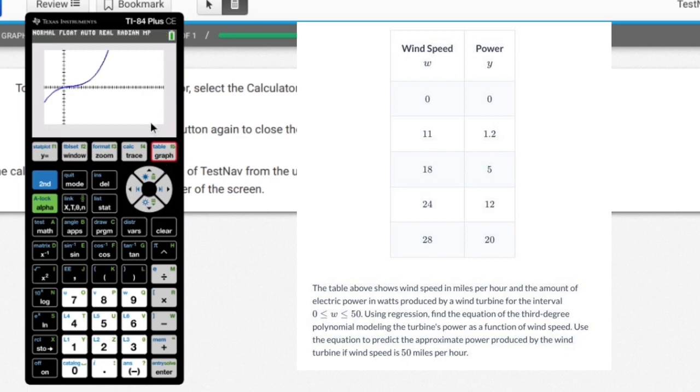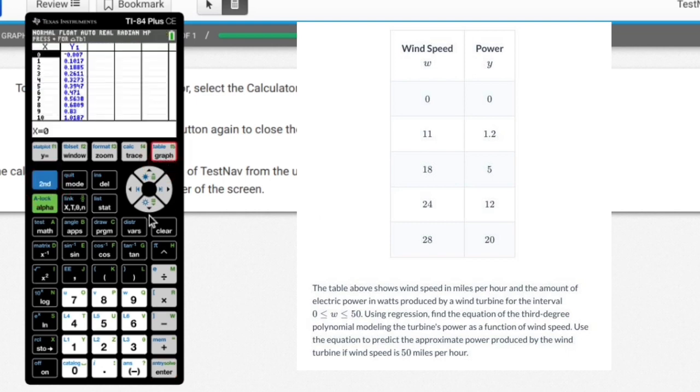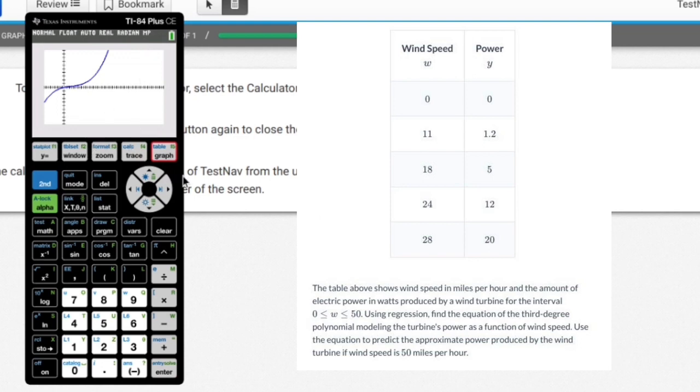I don't see it, but I really don't need to see it, because what I can do is hit second, trace, go to value, which is 1, and type out 50. And when I do that, I have 129.27142, which is awfully close to 129 watts. So we plugged in the value of 50. If you have all the patience in the world, you could have done second table and gone down to 50. But this worked for me.